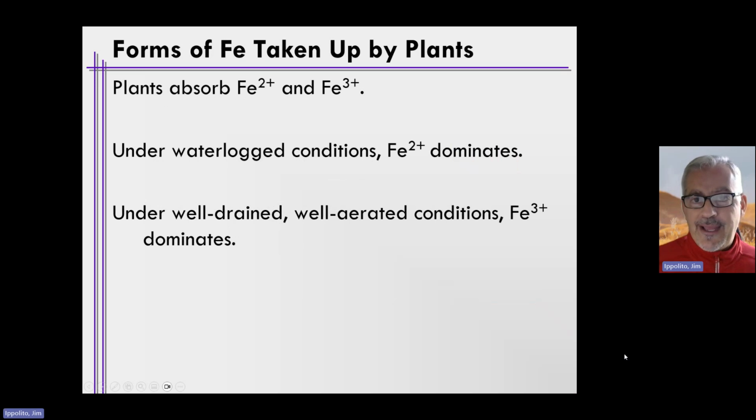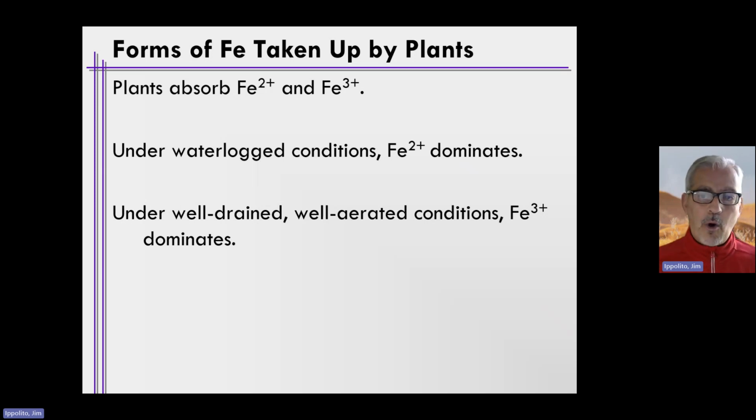Let's talk about the forms taken up by plants. We talked about the functions. Now we'll talk about the forms. Plants can absorb iron 2 and iron 3. Under waterlogged conditions, iron 2 dominates, and under well-drained, well-aerated conditions, iron 3 dominates.